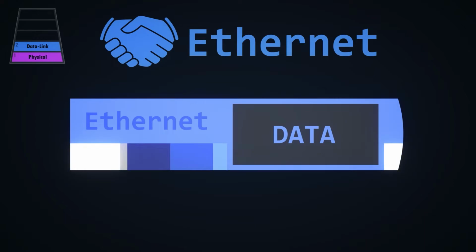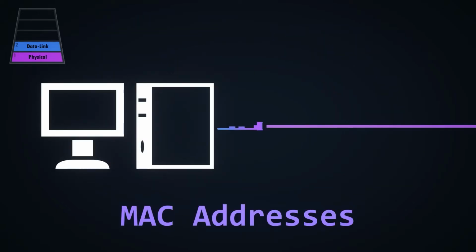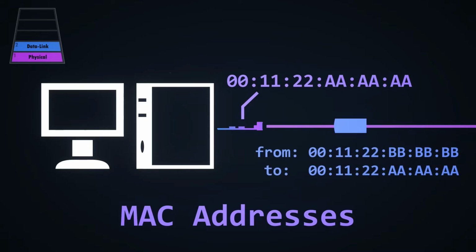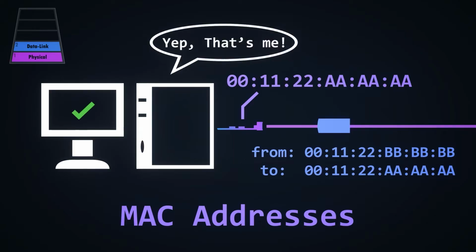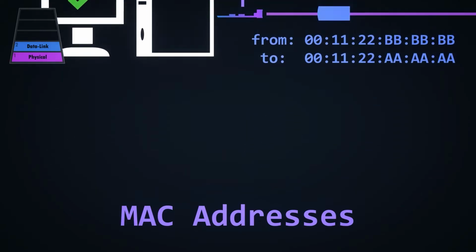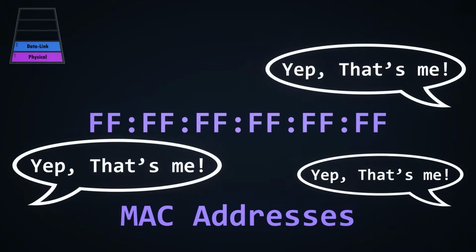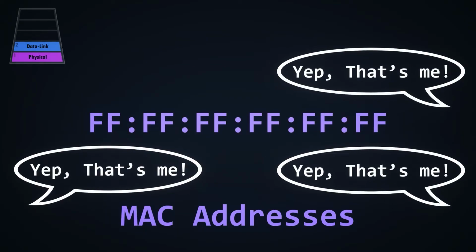Most notable are the physical source and destination MAC addresses. These are values unique to each network adapter in the world, like an ID. This way, every device can know if a received frame was intended for it or not. There are also special MAC addresses like the broadcast address, intended for all devices in a specific network.